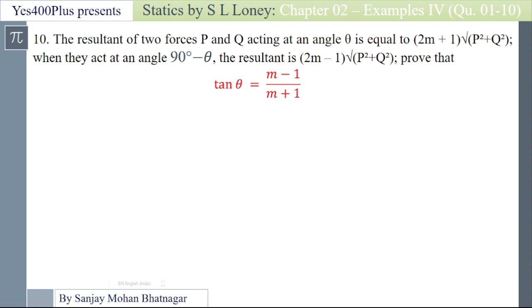Next question. The resultant of two forces P and Q acting at an angle of theta is equal to (2m plus 1) square root of P square plus Q square. When they act at an angle of 90 degree minus theta, the resultant is (2m minus 1) square root of P square plus Q square. Prove that tan theta equal to (m minus 1) upon (m plus 1).